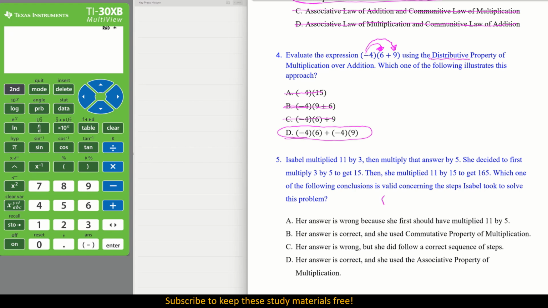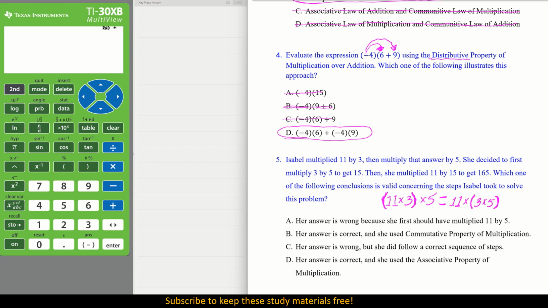Well, first she multiplied 11 by the 3, okay? And we'll pretend like I can write with this pen. Then she multiplied all of that times the 5. But then they say, okay, wait a minute, Isabel changed her mind. Okay, which Isabel can do if she wants. Well, what happened was the 11 is hanging out here. But then first, what she did is she said 3 times the 5. Then she multiplied by the 11.